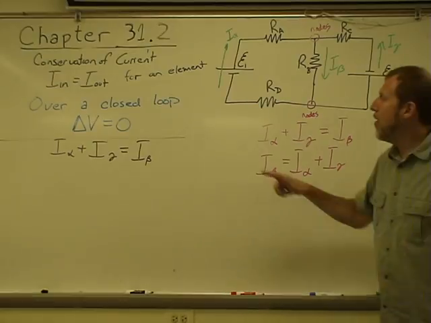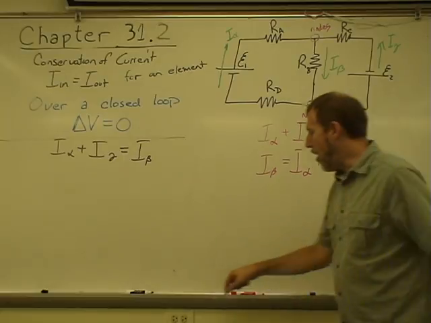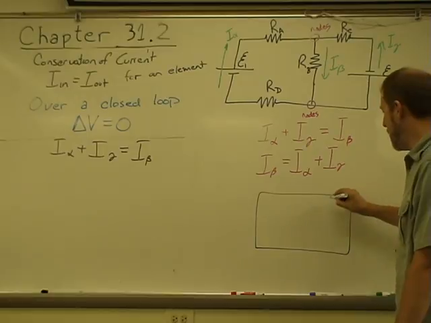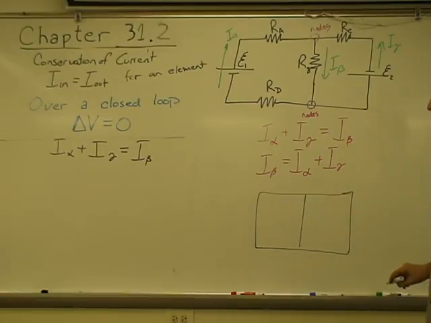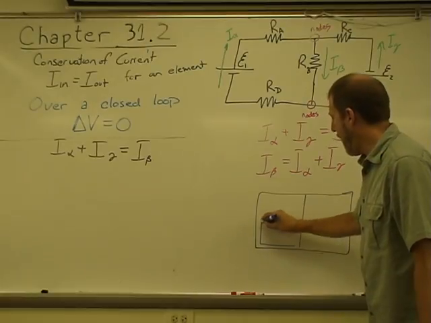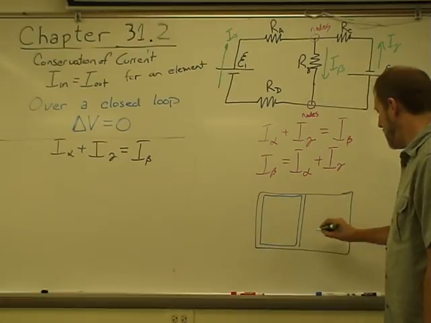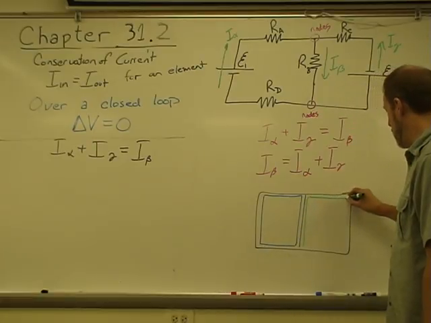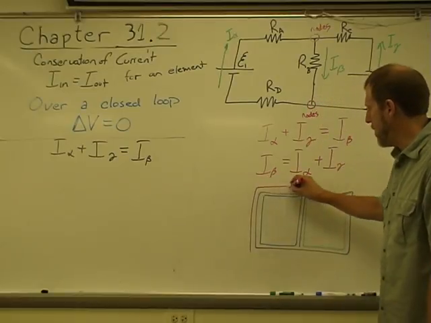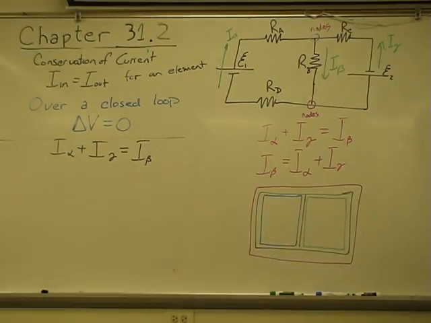Well, I would use this for a closed loop. Now, if I look at this arrangement, let me draw that arrangement down here. I have three different loops. The loop on the left, the loop on the right, and the loop on the outside.